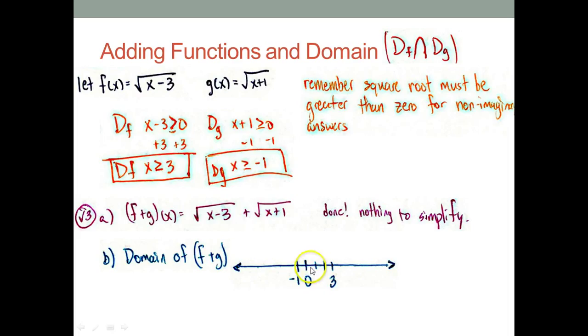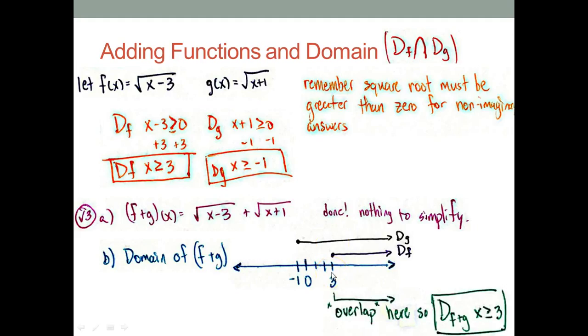I'm going to mock up a number line, so I've got -1 and I've got +3. I'm going to graph the domain of g is greater than -1, so it goes this way, and the domain of f is greater than 3, so it goes this way. Now remember I told you that the intersection symbol, this upside down U, means where they overlap. And this is what I mean. Visually, they start overlapping right here at greater than or equal to 3. So that's why the domain for f plus g is x greater than or equal to 3.